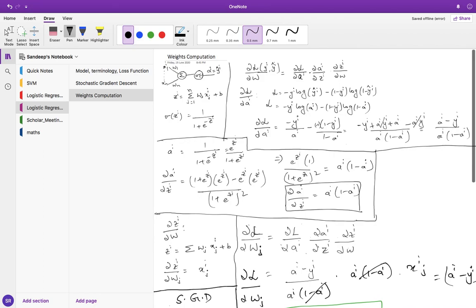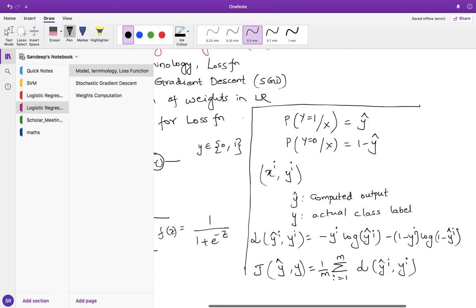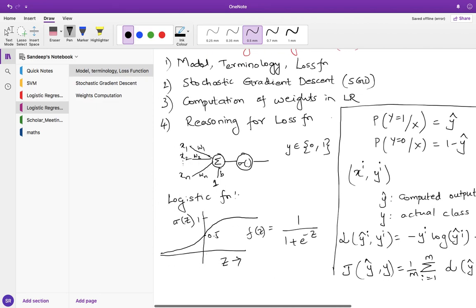So in the final part we will see what is the reasoning behind using the loss function which is defined here. Why not any other loss function like mean squared error or any other loss function? So let us see in the next part.